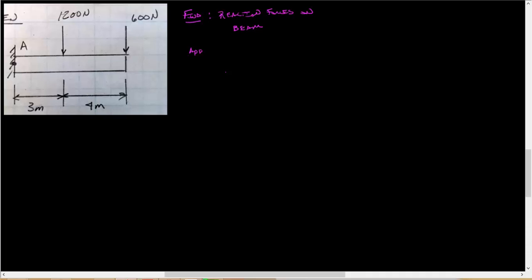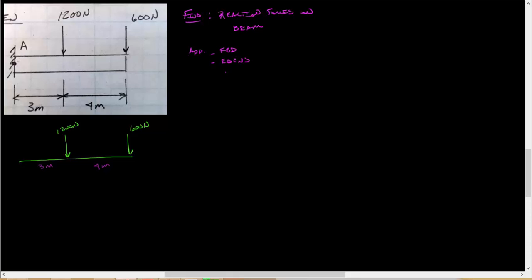My approach: free body diagram and my equilibrium equations. So I'll draw my beam here. I have a 1200 Newton force here, and I have a 600 Newton force here. This distance here will be 4 meters. This distance here is 3 meters.